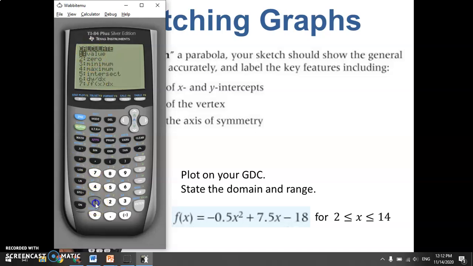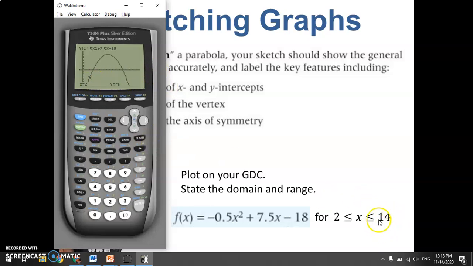Let me show you what that does. Number 1. You can put in an x value, it will tell you the y value. Since it wants us to draw this graph on a domain of 2 to 14, I want to see what happens when x is 2. So when x is 2, y is negative 5. So that'll help me draw it properly because it tells me there's a starting point of 2, negative 5.